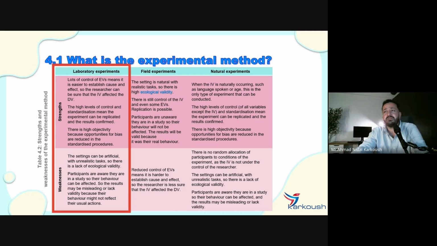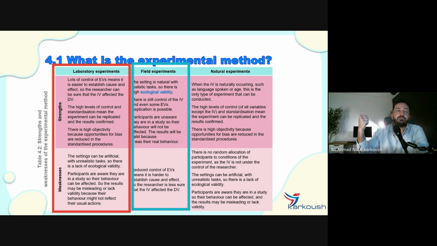Now, the field experiment, which is the second one that needs to be evaluated. You will have to evaluate the field experiment, and this will get you tons of marks, by the way. The setting is natural, realistic tasks, high ecological validity. There is control of the IV, even some EVs, replication is possible. Participants are unaware they are in a study, so their behavior is not affected, and the results will be valid, and it was the real behavior.